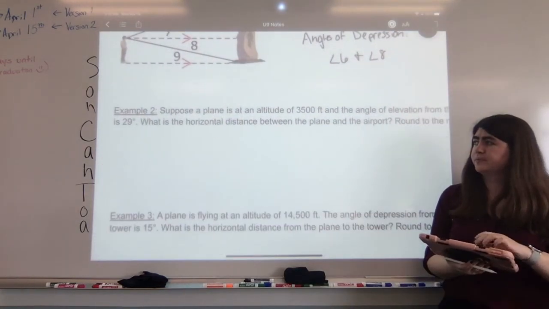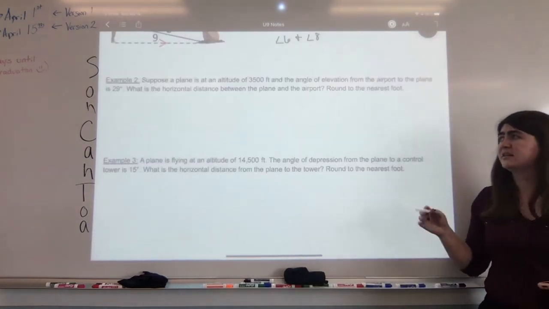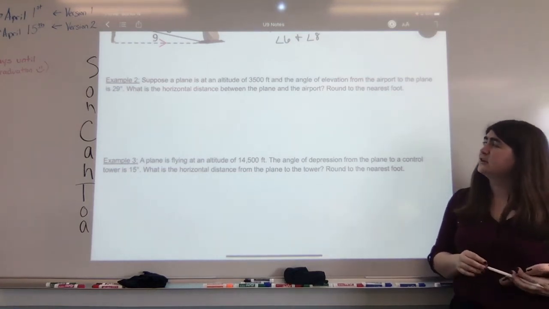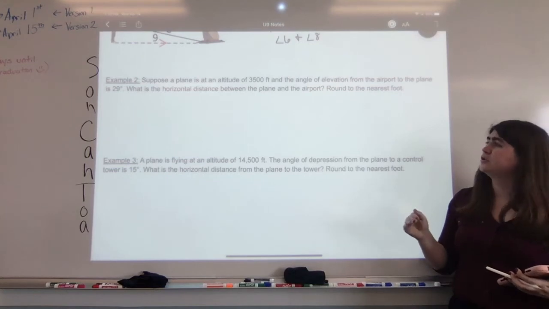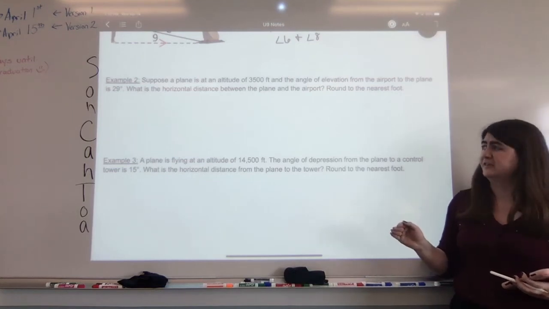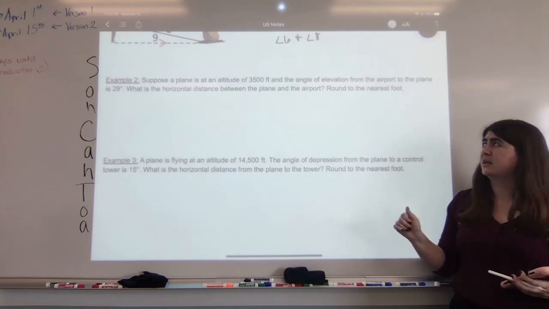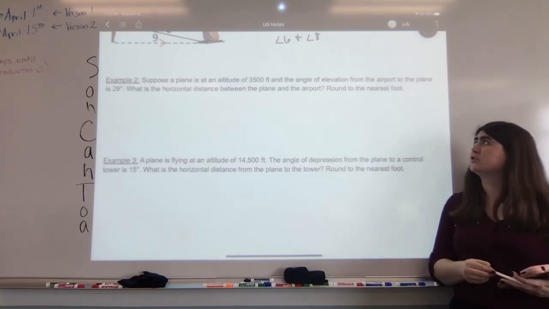Example 2 says, suppose a plane is at an altitude of 3,500 feet and the angle of elevation from the airport to the plane is 29 degrees. What is the horizontal distance between the plane and the airport? Round to the nearest foot.